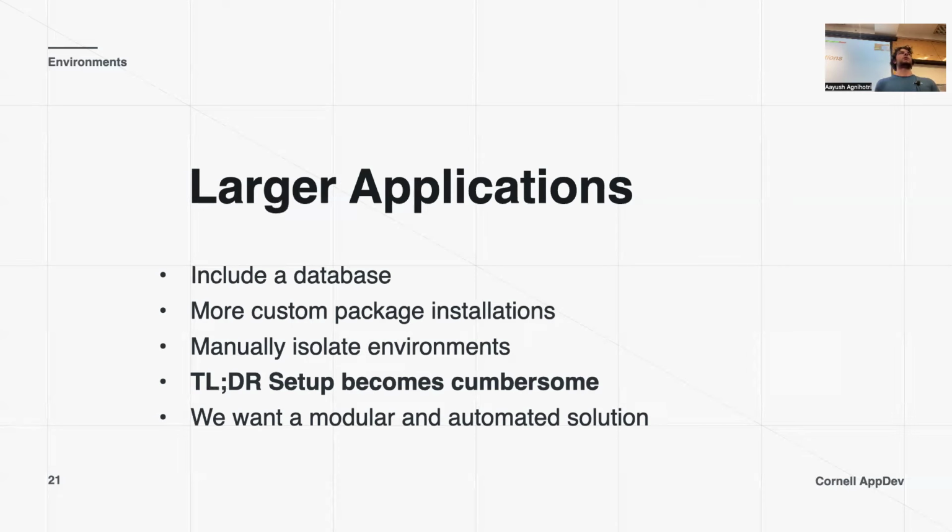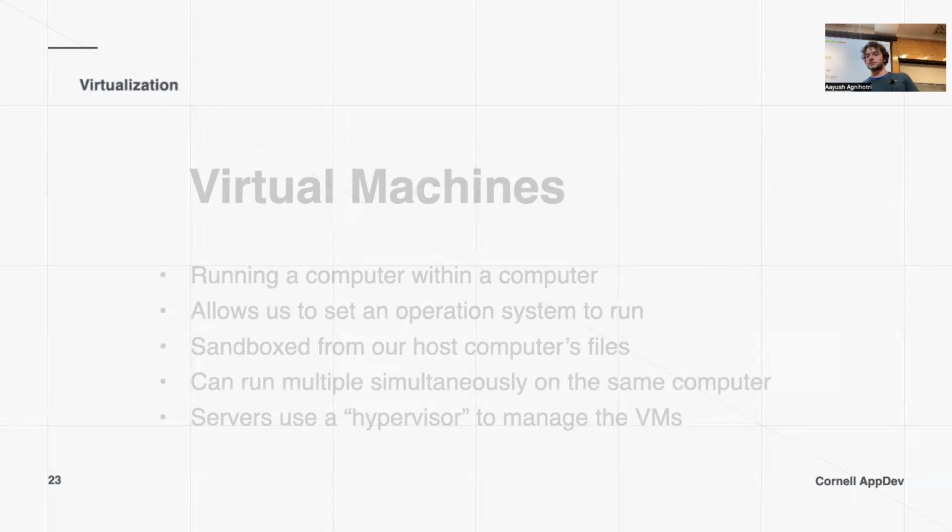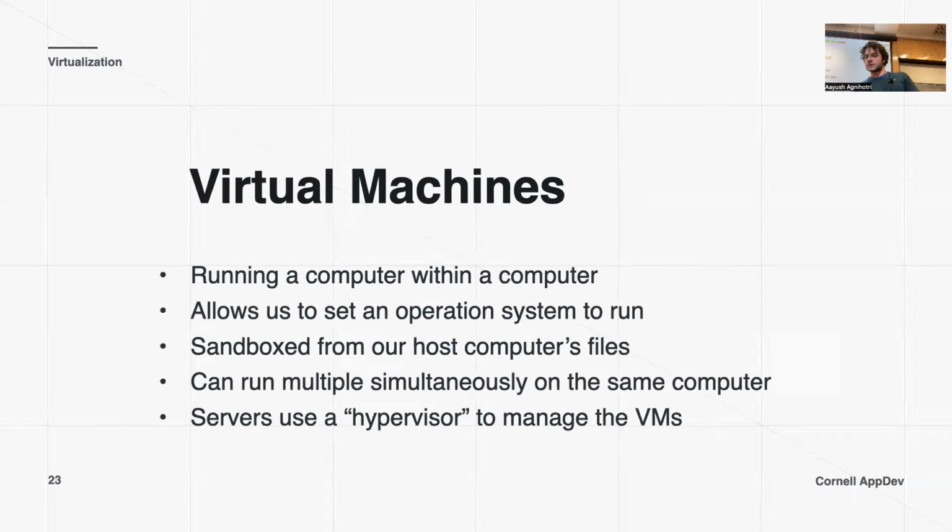We want one way to run all these different kinds of apps. And so the old way is virtualization. Basically, you would run a virtual machine on your computer. And what a virtual machine basically is, it's like running a computer on a computer. So if you have a Mac and you want to create a Windows VM, you're basically installing Windows software on your Mac. And yeah, they have all these different features. They sandbox from our host computer's files. You can run multiple VMs simultaneously on the same computer.